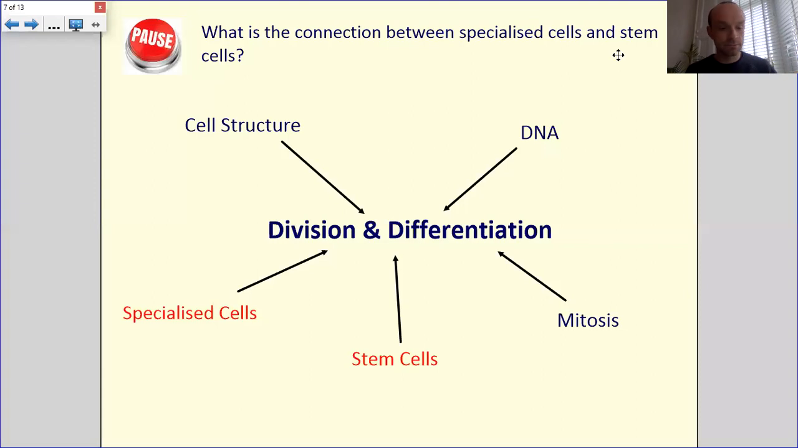So your next task, again, just a couple of minutes. What's the connection between specialized cells and stem cells?